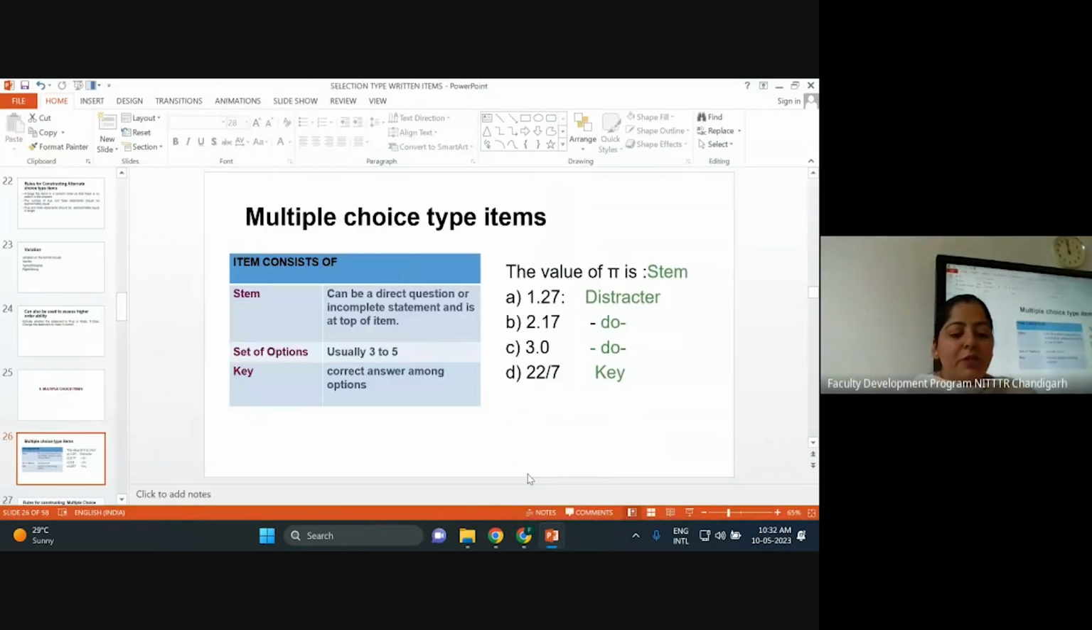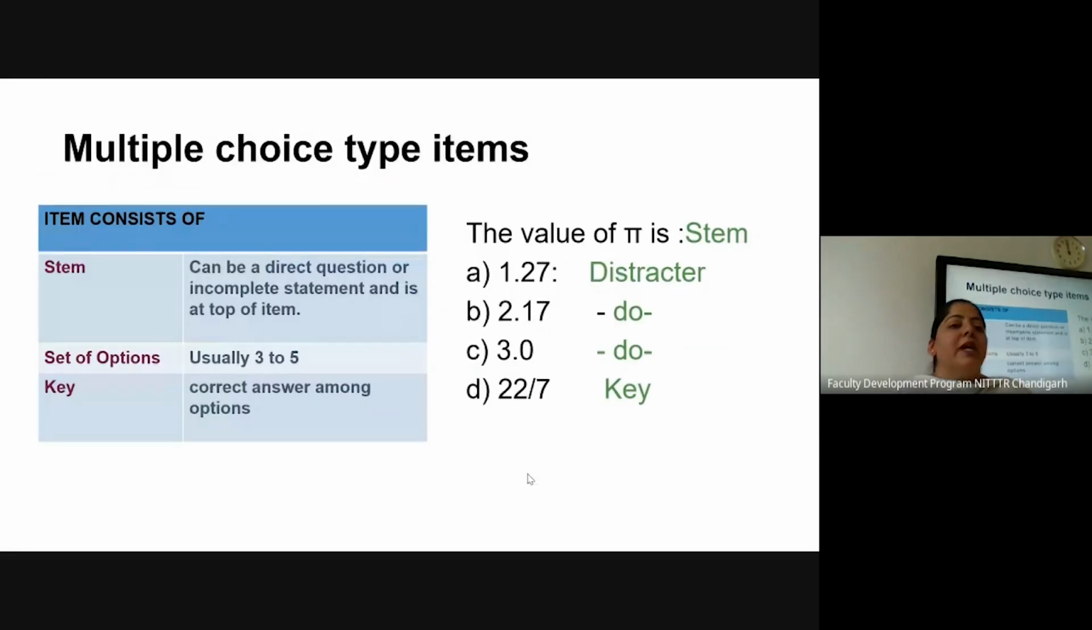When it comes to the selection of a multiple choice test item, there are three different things that we need to consider. The stem can be a direct question or an incomplete statement, and the stem in the case of a multiple choice item is always written on the top. So the multiple choice question always starts with the question itself, not with the responses. For the set of options, the teacher can restrict himself or herself up to 3. The scale can also be taken up to the level of 5.